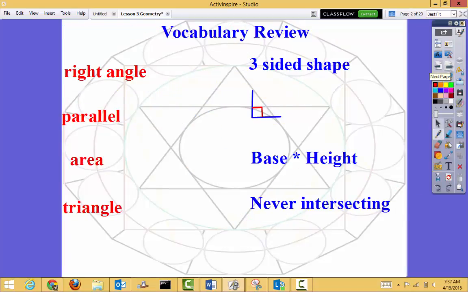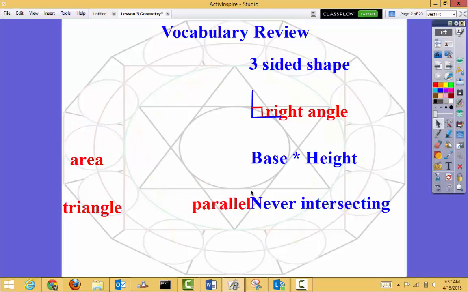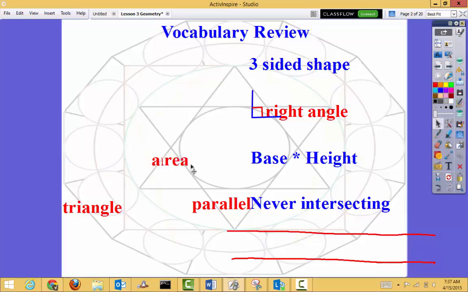Okay, so first a vocabulary review. Right angle, what is that? Well, a right angle is a 90-degree angle. Parallel. Parallel means that my lines are never touching. So if I were to continue these two lines forever and ever, they would never touch. They are parallel. My next one is area. Well, area of a rectangle is just base times height. And a triangle should be easy, it is a three-sided shape. That tri, my prefix, means what? It means 3.